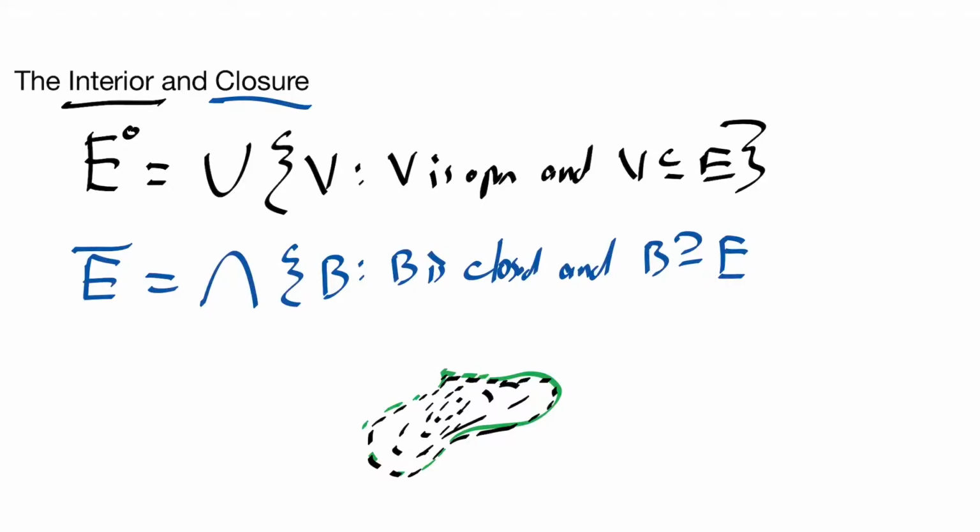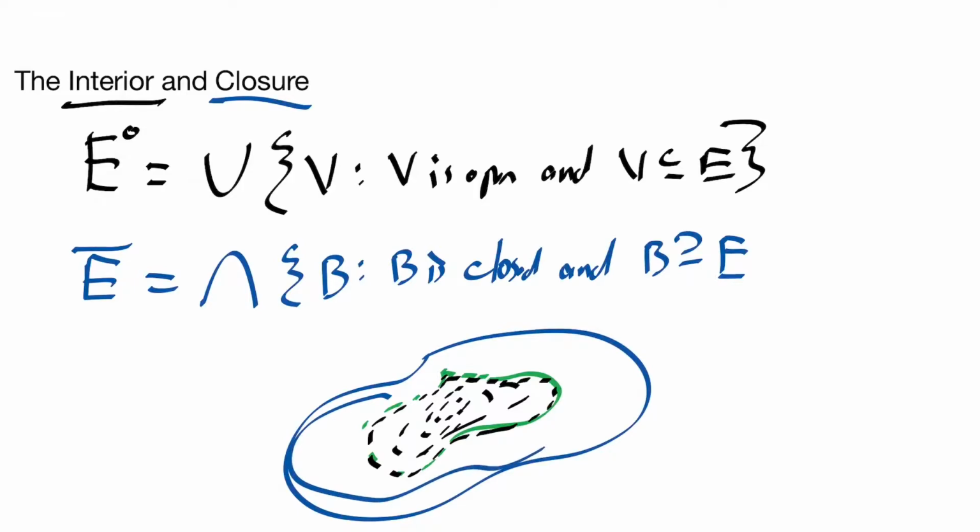And so in some ways, we could think of this E interior as the largest open set that fits inside of E. And similarly, as we talk about the closure, we could have some big closed set around here, some closed set within that.